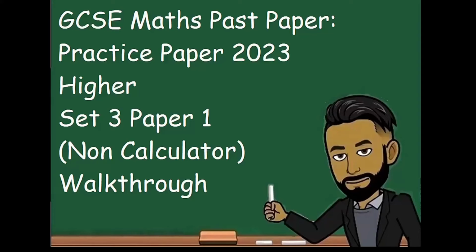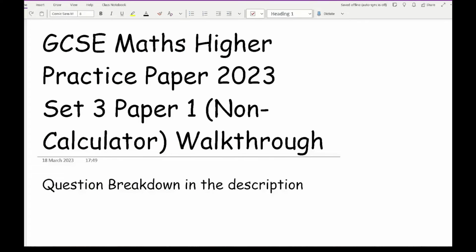So welcome to this latest video on 162 Maths, and in this video we'll be going over the GCSE Maths practice paper of 2023 on the higher tier set 3 paper 1, which is a non-calculator paper. Now as always I'll include the question breakdown in the description below so you can see which question refers to which topic. So let's get started on this practice paper of 2023 set 3 paper 1, which is a non-calculator paper on the higher tier.